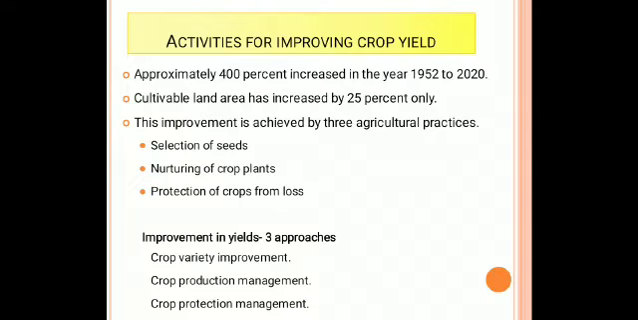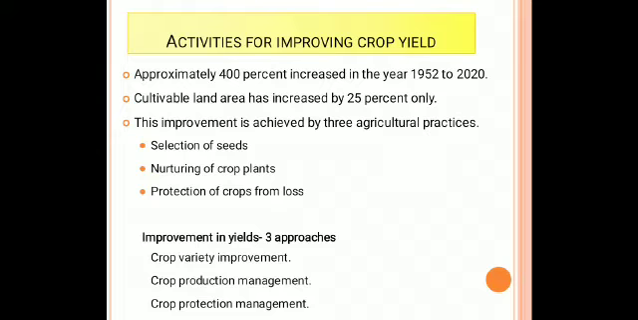So this improvement is achieved by three agricultural practices: the selection of the seeds for planting, the nurturing of the crop plants, and the protection of the growing crops and harvested crops from loss. The various tasks performed by the farmer to produce a good crop are called agricultural practices. It needs systematic planning, and it starts from the preparation of soil to harvesting and storage.